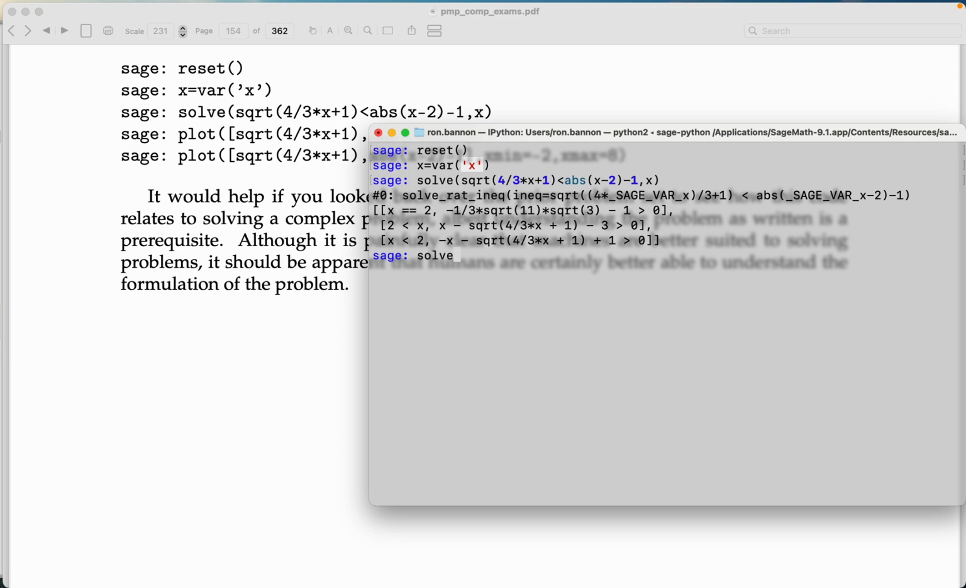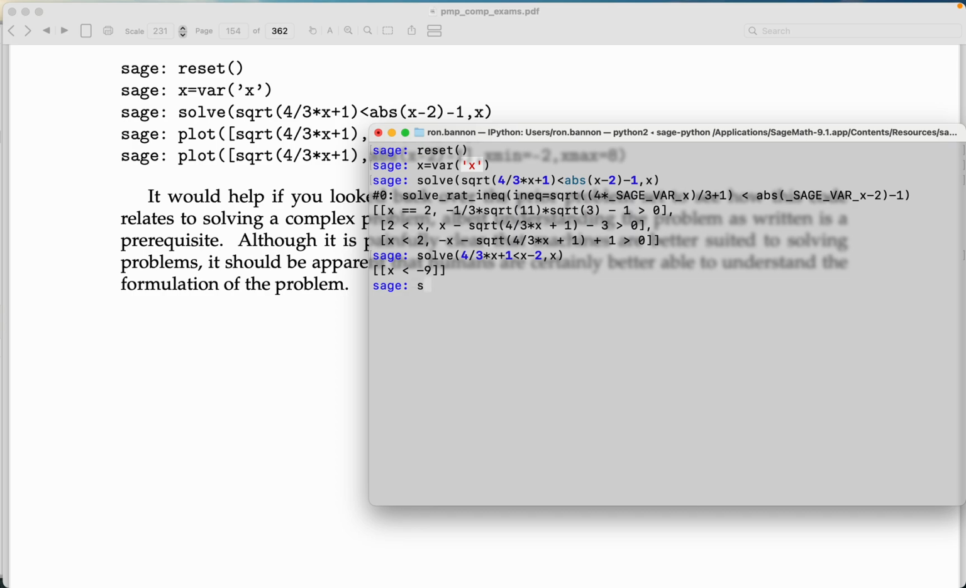Let's see, solve. Let's do 4/3, 4 divided by 3 star x plus 1. I'm not going to use the square root or the absolute value. Let's say, x minus 2. And I'll solve that for x and see how it does there. Well, that's something more than I expected. I expected an answer like that.